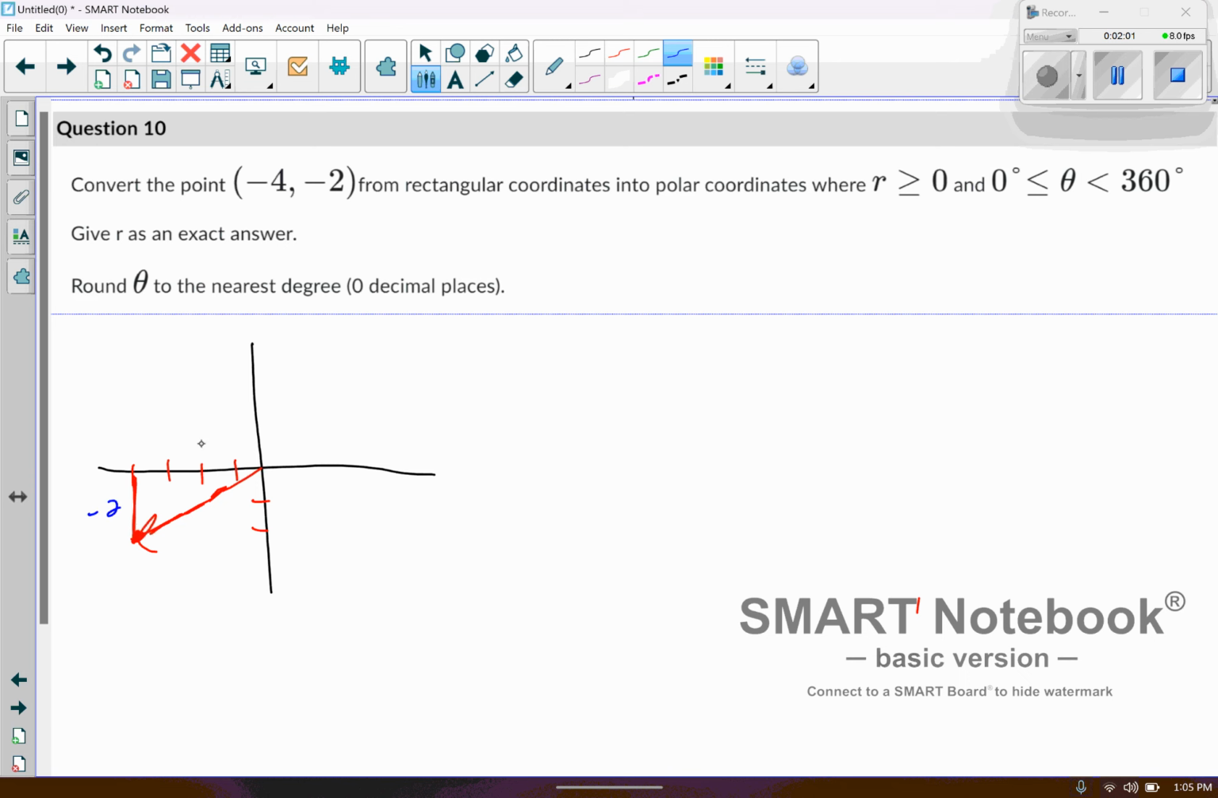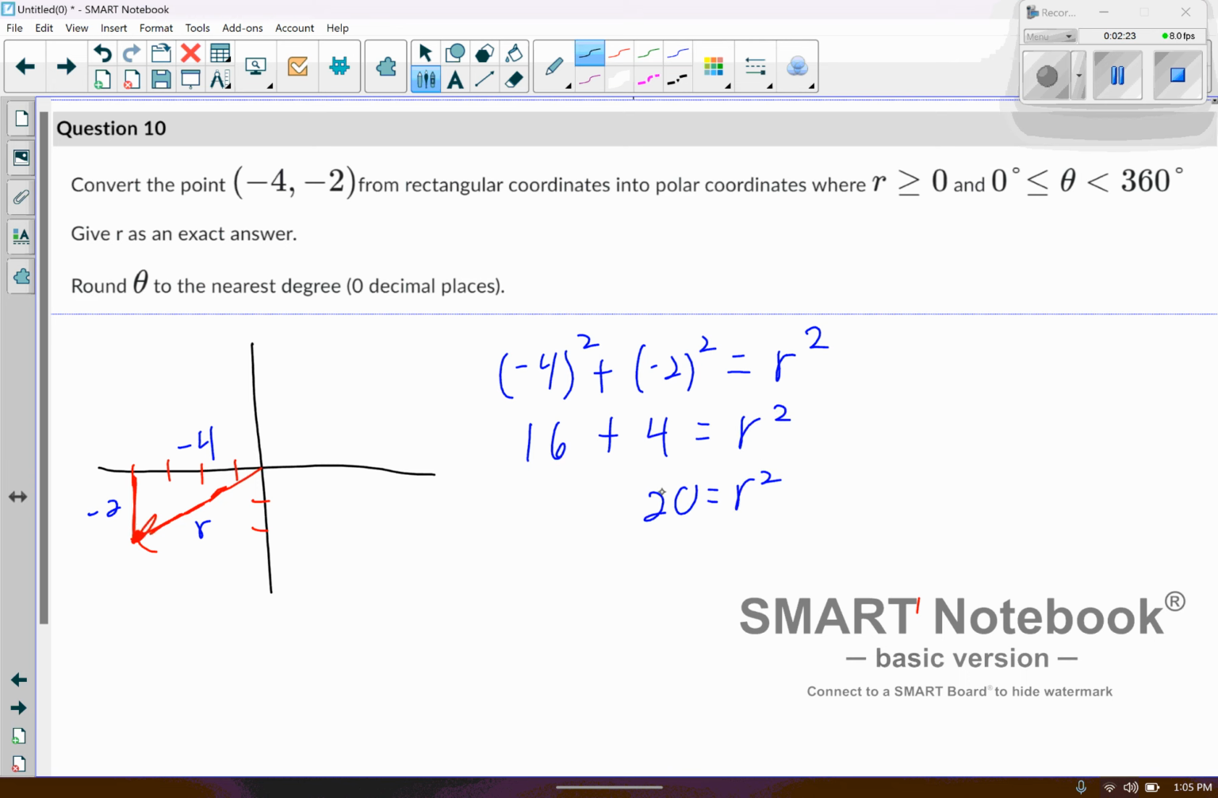So if we were to do Pythagorean theorem, it would be -4 squared plus -2 squared equals, we'll call this r squared. So 16 plus 4 equals r squared, 20 equals r squared. And I believe this is what you actually had in your answer. You did have that for your magnitude, for your r value. So square root of 20, that would be the first part of our polar coordinate.